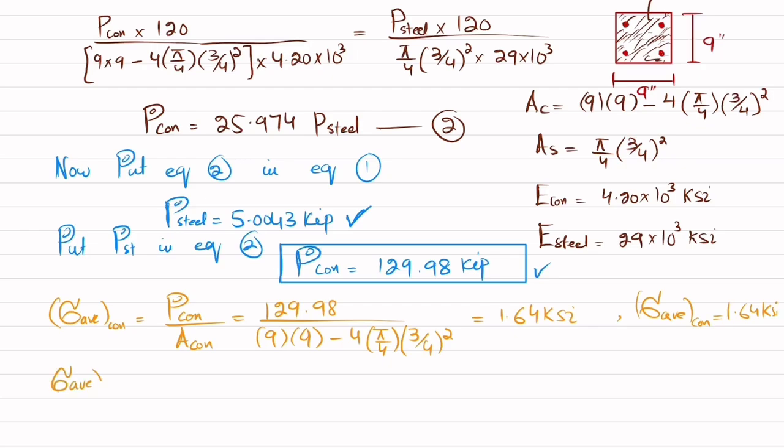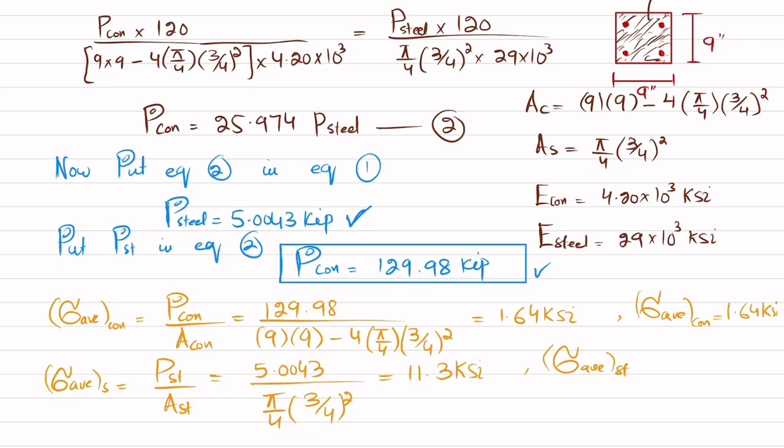And the average normal stress taken by steel is equal to P of steel divided by area of steel, and P of steel is 5.0043 kip divided by area, which is equal to pi by 4 into 3 by 4 whole square. This is the average normal stress taken by each steel rod, and that is equal to 11.3 ksi. So the average normal stress in steel is equal to 11.3 ksi. And that is the answer of this question.